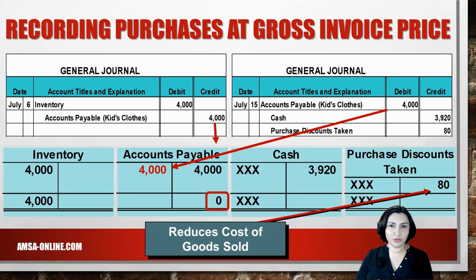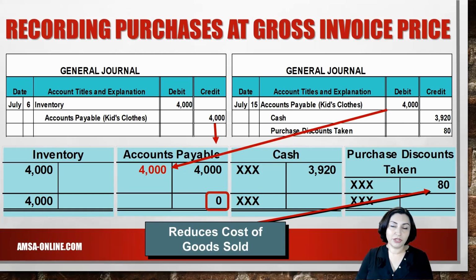Let's look at T accounts. Because the gross invoice price method is used, inventory is debited for the total amount of $4,000, and accounts payable is credited for the full amount as well. When the invoice is paid early and the discount is taken, we still need to debit or decrease accounts payable for $4,000 to close it. Notice that the balance in accounts payable after the invoice is paid is still zero.